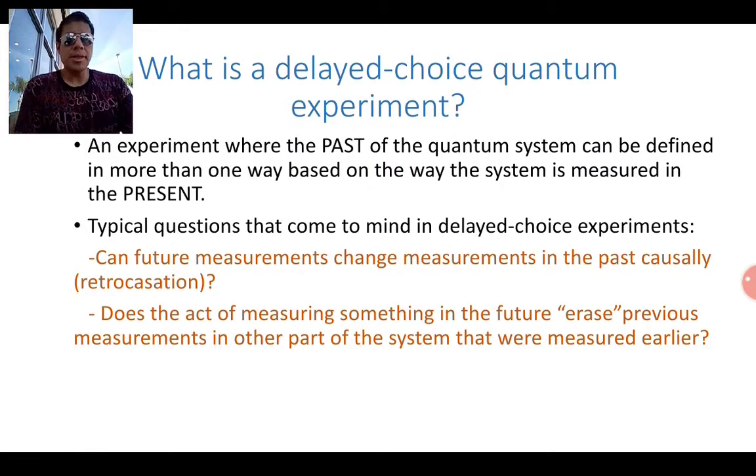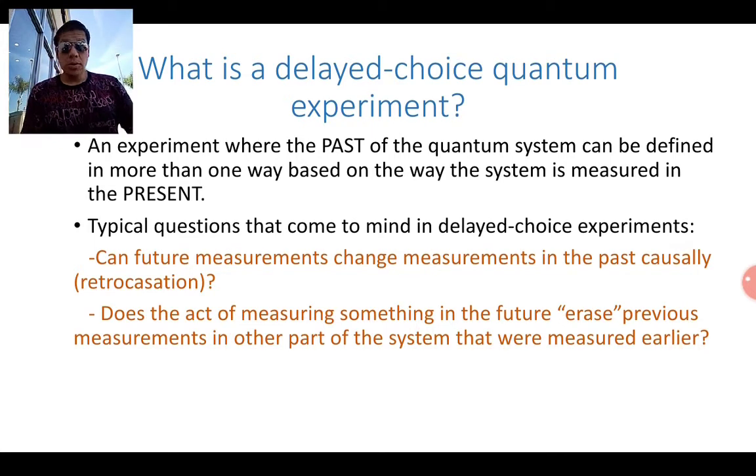All right, what is a delayed choice quantum eraser experiment? Well, let's start with the general category. An experiment where the past of a quantum system can be defined in more than one way based on the way the system is measured in the present. A typical question that comes to mind in delayed choice experiments is: can future measurements change measurements in the past? Also, retrocausation. Does the act of measuring something in the future erase previous measurements in other parts of the system that were measured earlier?